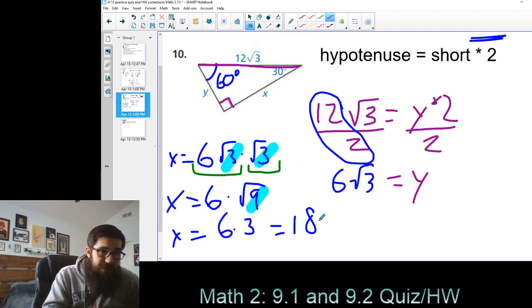So that one actually comes out to a pretty number. That's totally fine. Believe it or not, this 12 square root 3 is bigger than 18. You can calculate it.